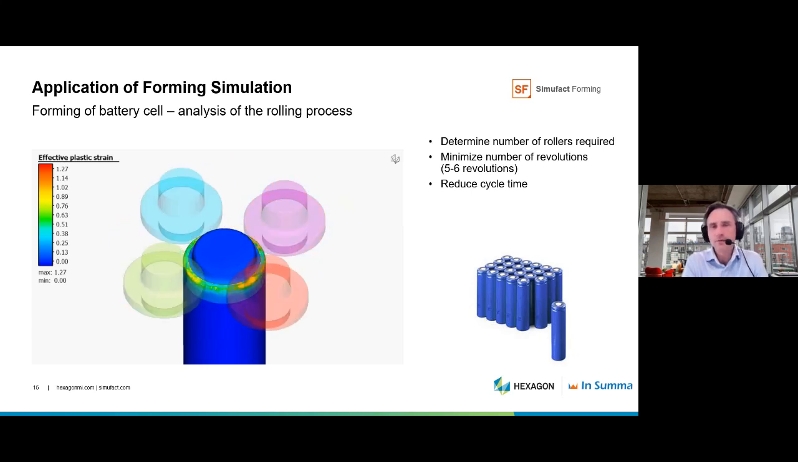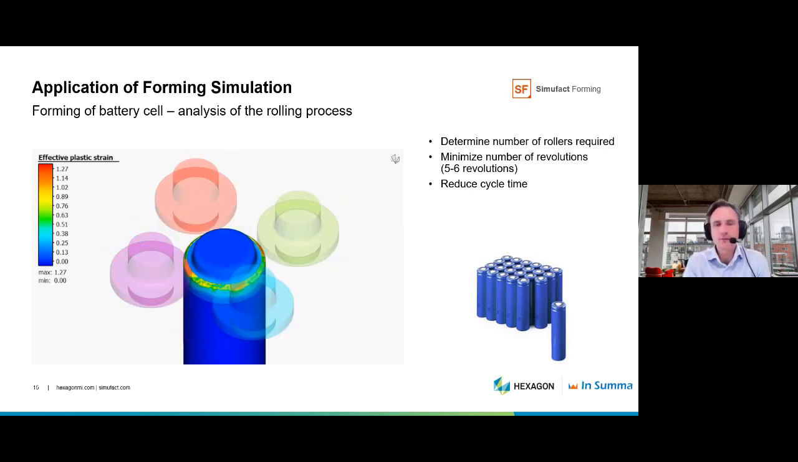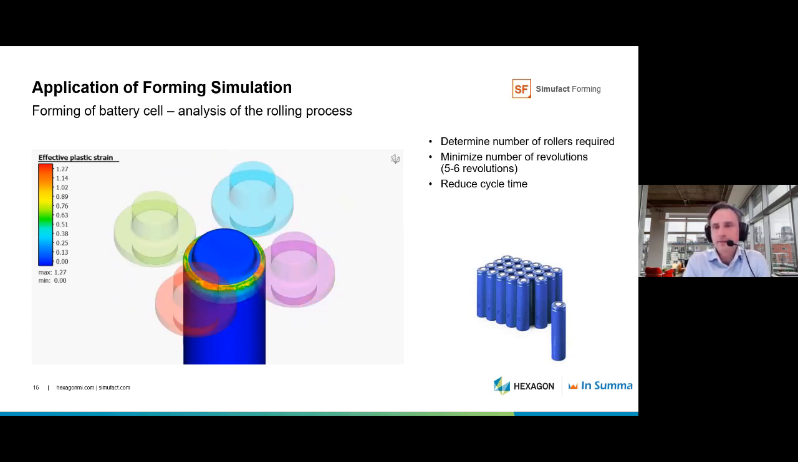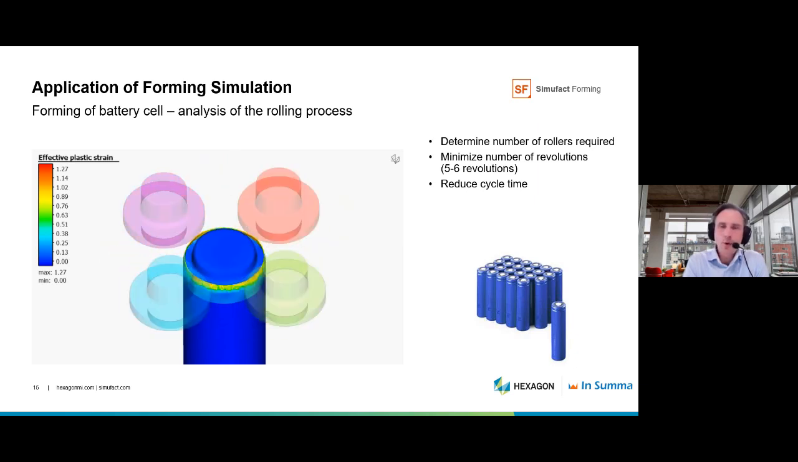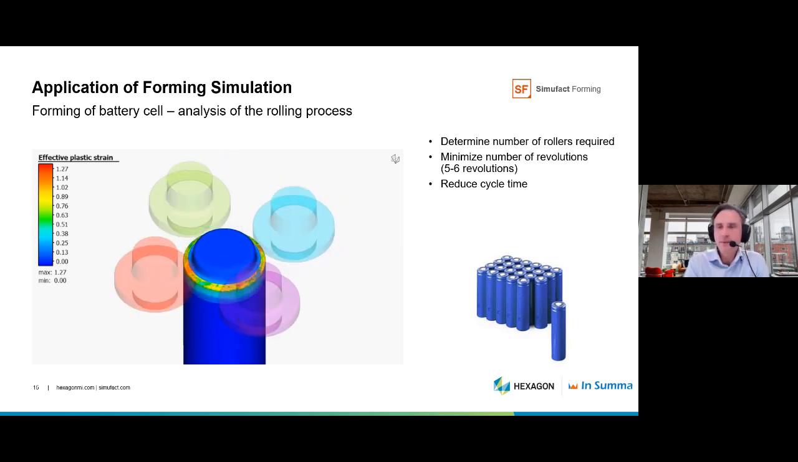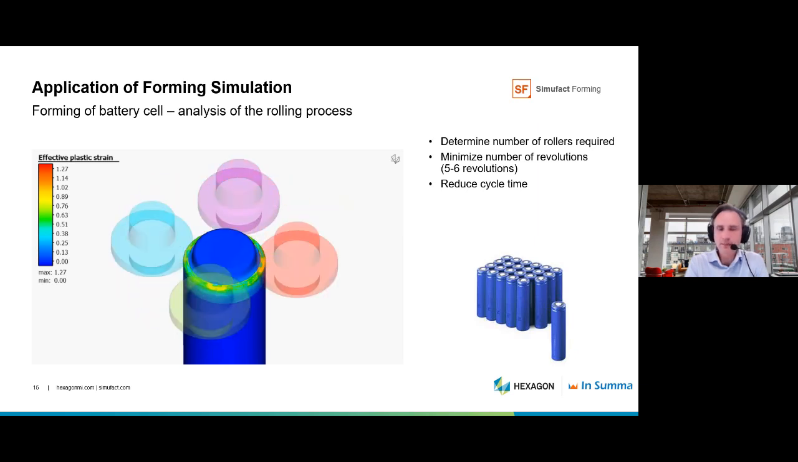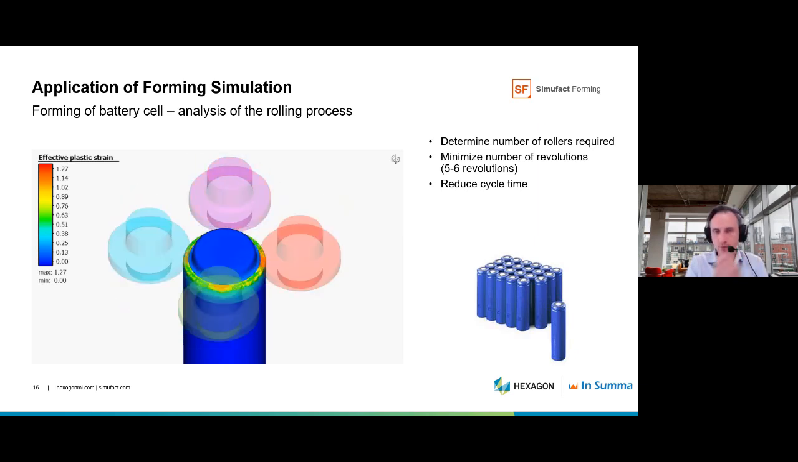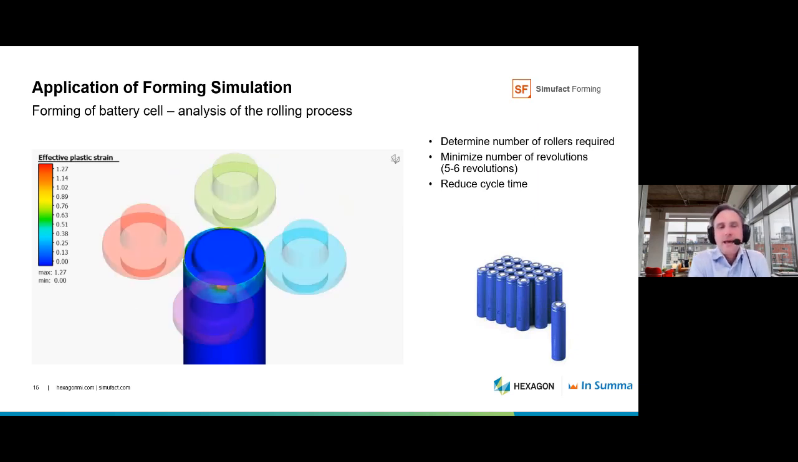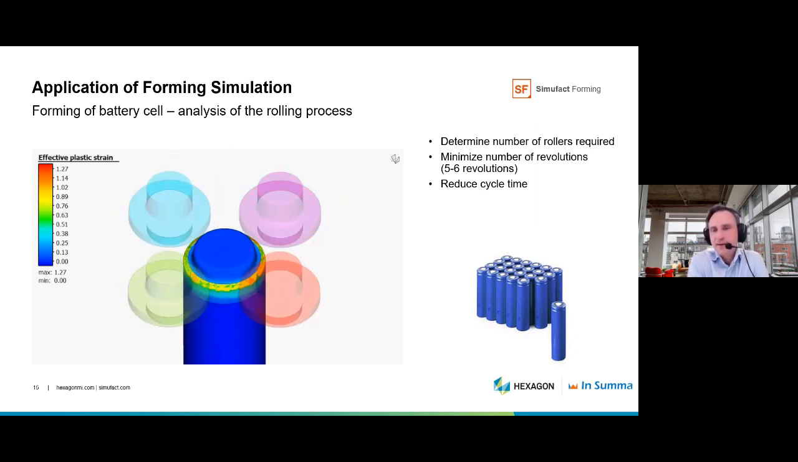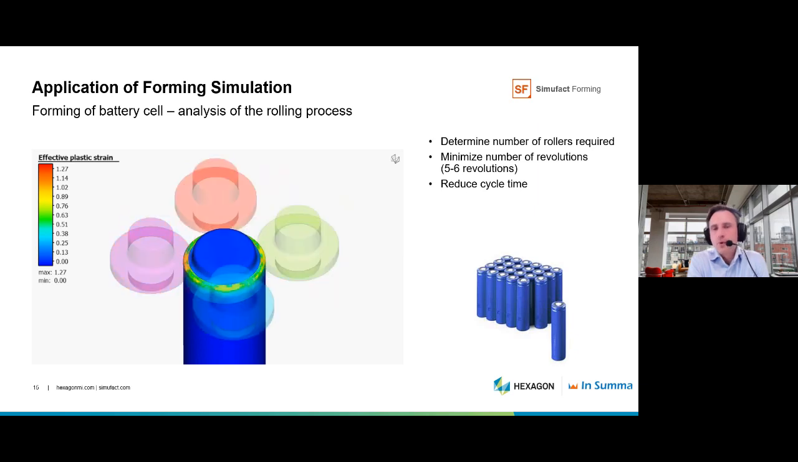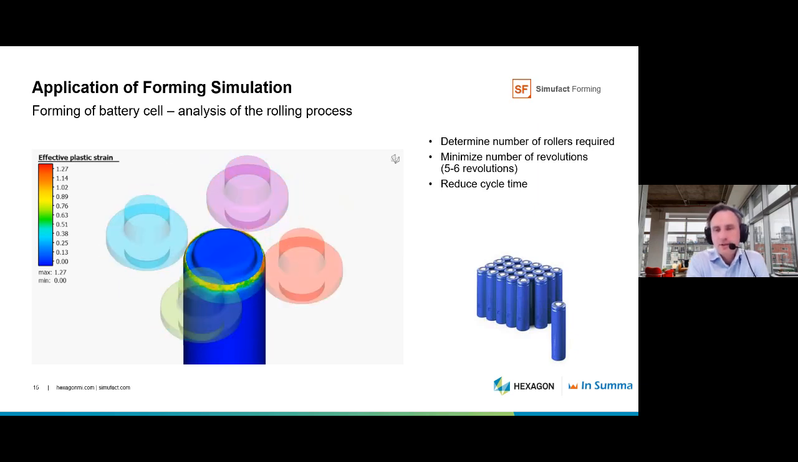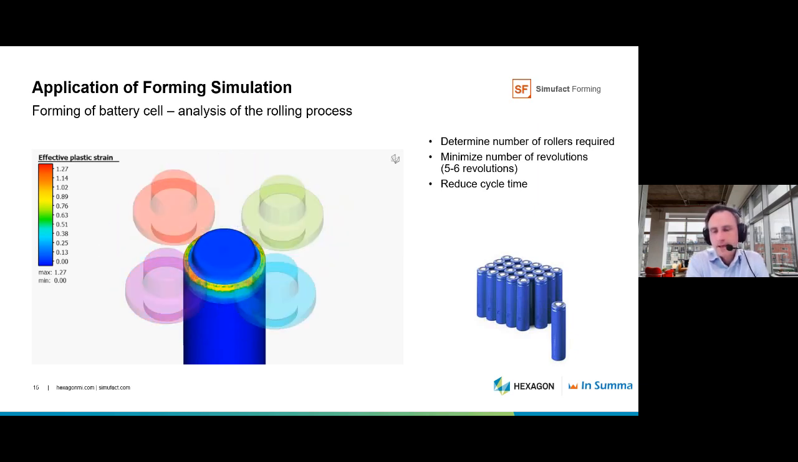And here you're applying rolling technology with a certain number of rollers, and you can think about optimizing this process somehow, maybe minimizing the number of revolutions, or looking into the number of rollers which needs to be used here to be able to produce a high quality part, and how to reduce the cycle time. That would also be one of the questions you can answer using the simulation technology.